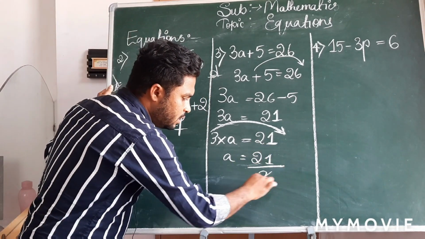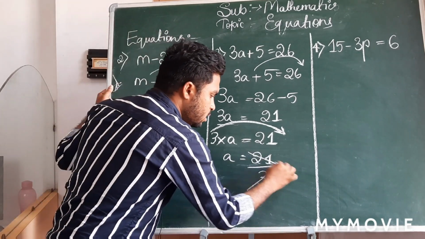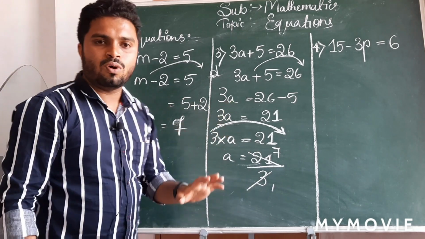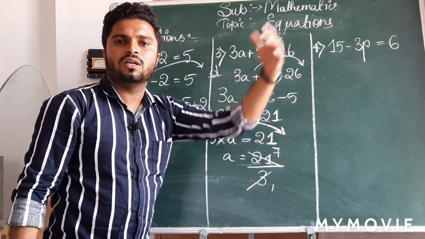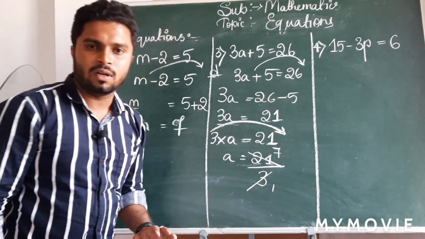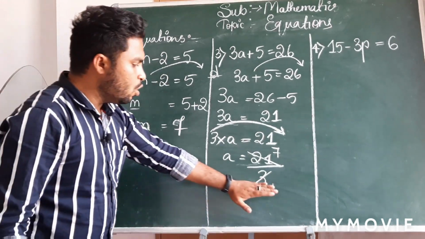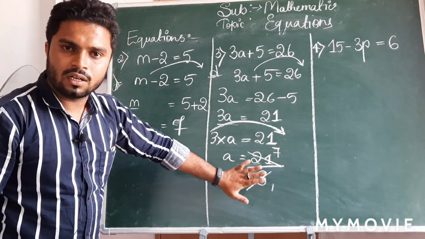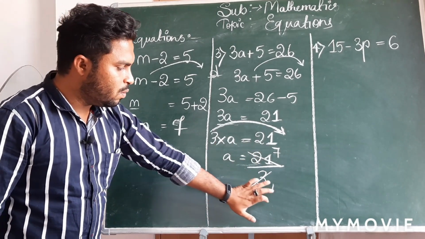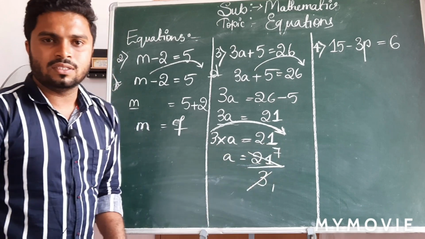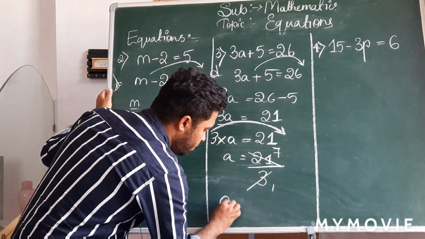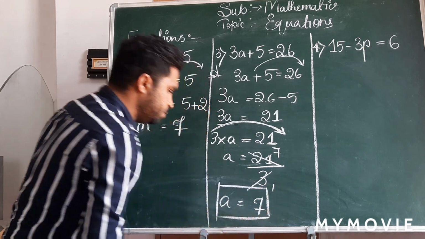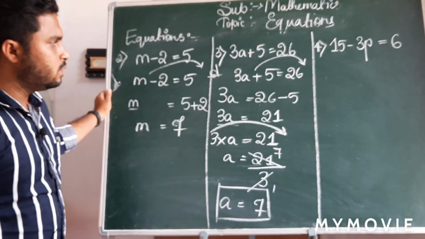So now divide. 3 1s are 3, 3 7s are 21. Some students will take some other table here, some other table there. No, it is wrong. You are going to divide using only one table, that is, you have to take 3 itself. So 3 1s are 3, 3 7s are 21. So what is the value of a? a is equal to 7.